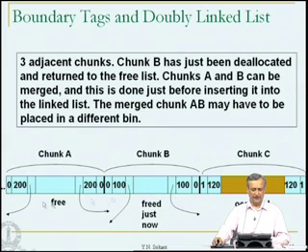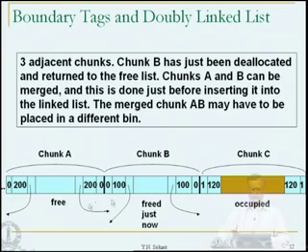So, we have 3 chunks here, all the 3 chunks are adjacent. C is occupied, so it is really being used by the program. Chunk B has just been deallocated, A was deallocated quite some time ago, so this was returned to the free list, or the heap. Now because A and B are adjacent, they can be merged, and we can create a single node of double this size. So, how can this be done?